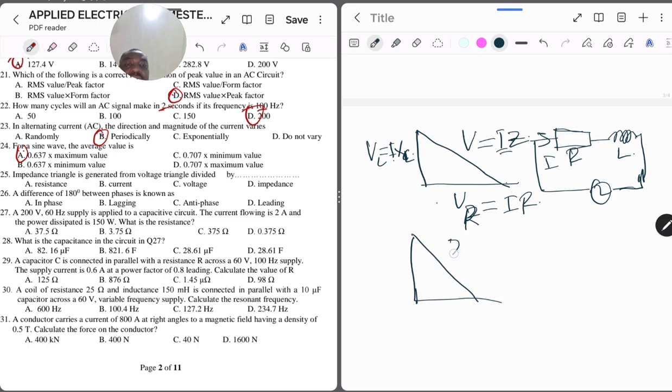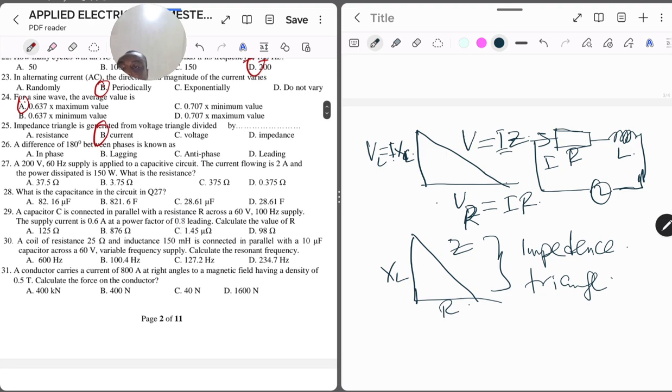Here you divide by current, get Z. Here you get XL. Here you get R. So this is what we refer to as the impedance triangle. And the first one is the voltage triangle, right? So we get this by dividing by current. So the answer is B.